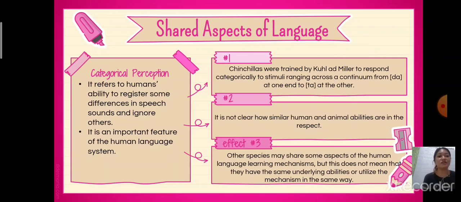So number one, we have the chinchillas in animals. They were trained by Kuhl and Miller to respond categorically to stimuli ranging across a continuum from da to ta. It's not clear how similar human and animal abilities are in this respect, but other species may share some aspects of the human language learning mechanisms. But we are aware that there are learning mechanisms where animals cannot do what humans can. So there are abilities that humans have and animals do not.